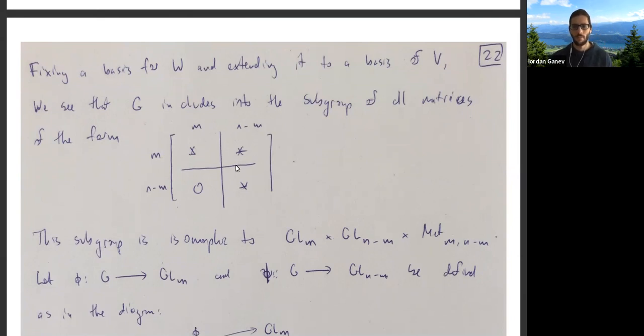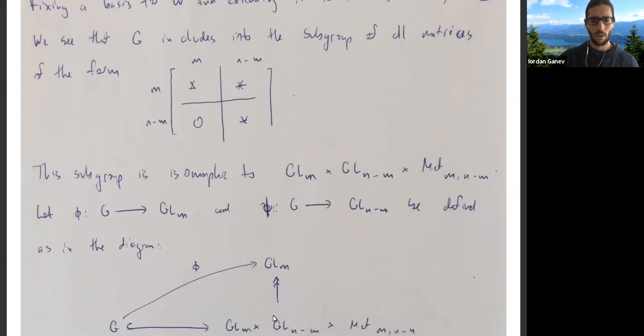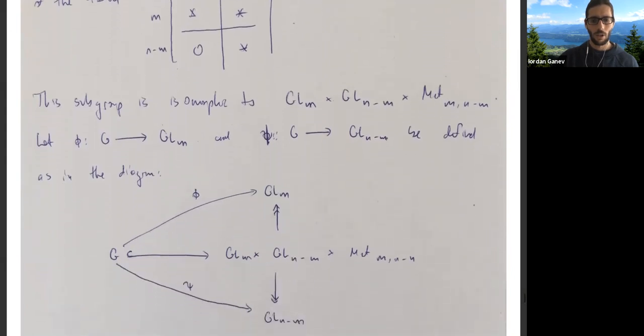matrices, and so as an algebraic variety, it's isomorphic. Maybe isomorphic is not the right word to use here, but it's isomorphic as an algebraic variety, not as a group. But still, it's okay because we can project onto GL_M, and we can project onto GL_{N minus M}. So we have these two maps, and these two maps will be maps of groups.